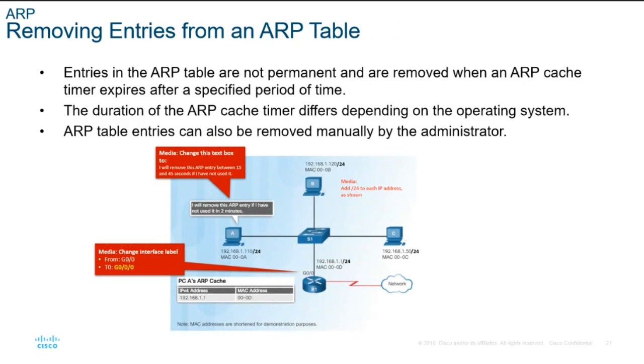Entries in the ARP table that are not permanent are removed when an ARP cache timer expires after a specified period of time. The duration of the ARP cache timer differs depending on the operating system. And the ARP table entries can also be removed manually by the administrator.